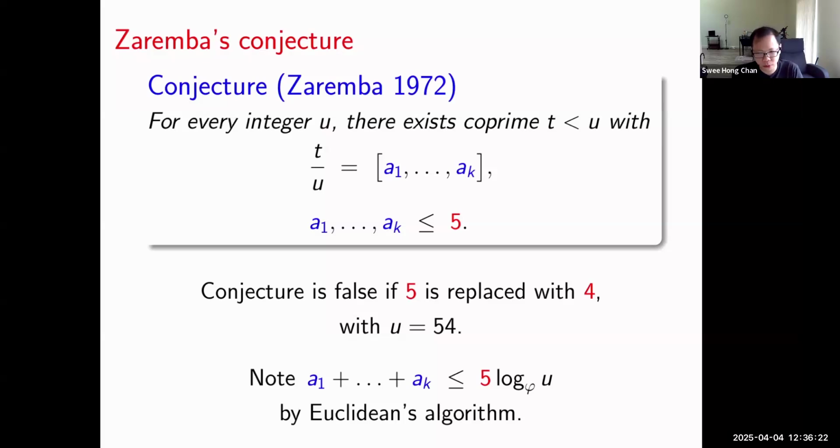So far, nobody has been able to prove this for 50 years. But notice that in particular, if this conjecture is true, then the sum of a1 to ak will be less than 5 log q by the Euclidean algorithm. And this will be important, maybe in the last part of our talk. Okay.